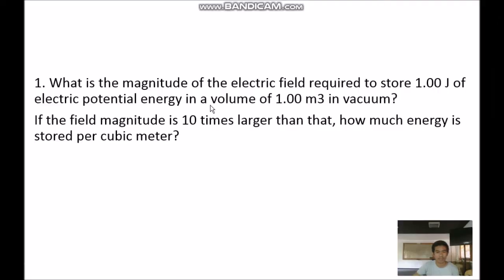So I have a problem here involving the electric field energy density. The problem goes this way. What is the magnitude of the electric field required to store 1 joule of electric potential energy in a volume of 1 cubic meter in vacuum? And then if the field magnitude is 10 times larger than that, how much energy is stored per cubic meter? Okay, so let us first answer the first question about the magnitude of the electric field.